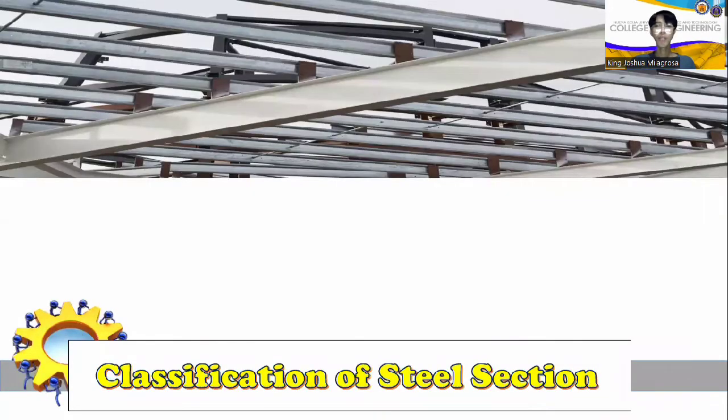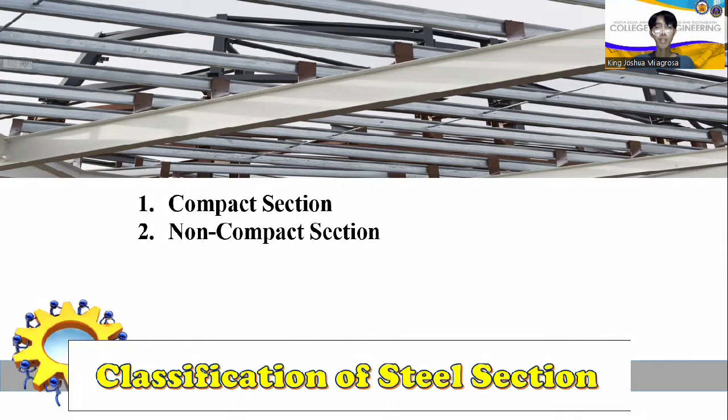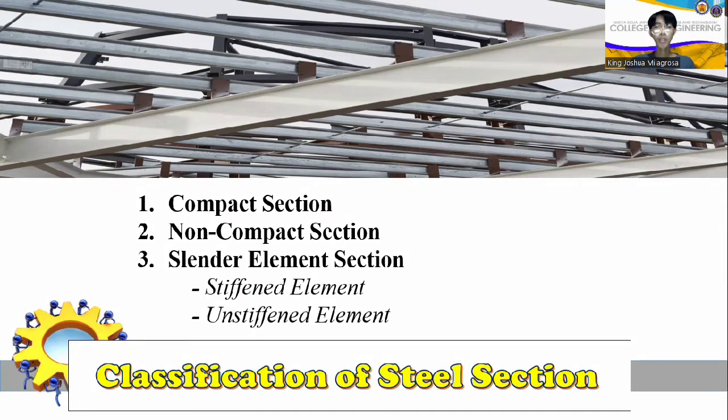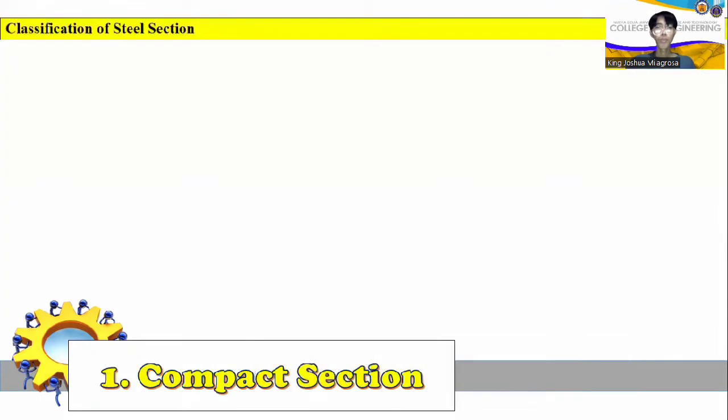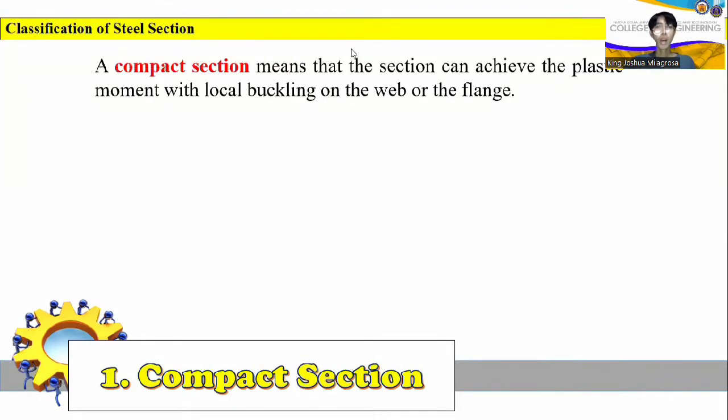So classification of steel section. Dito meron tayong tatlong classification. First is yung compact section, second is non-compact section, then third is yung slender element section na may dalawang klase, which is yung stiffened element and yung unstiffened element. For compact section, a compact section means that the section can achieve the plastic moment without local buckling on the web or the flange. Dito, provided yung adequate lateral bracing.